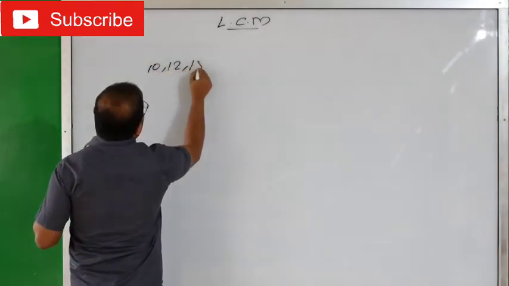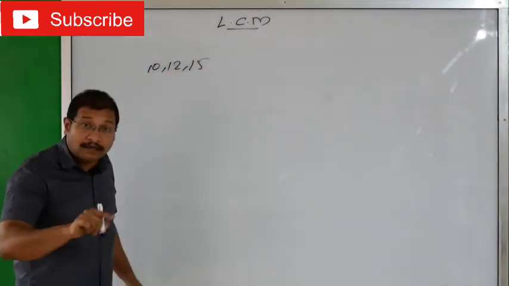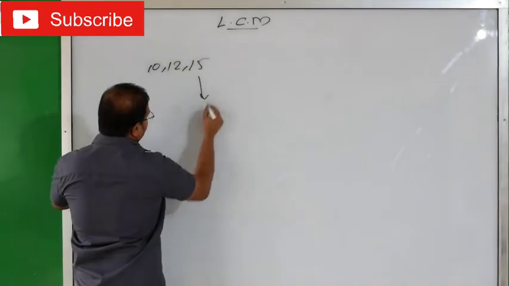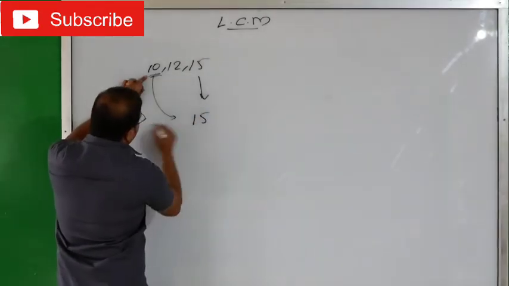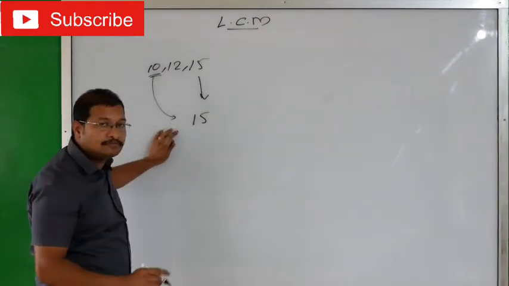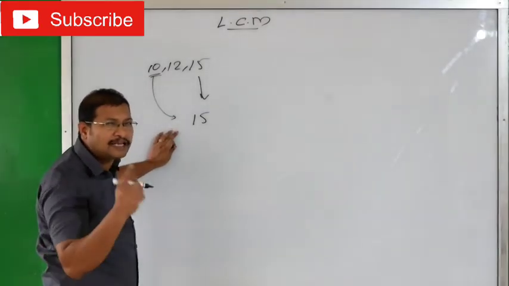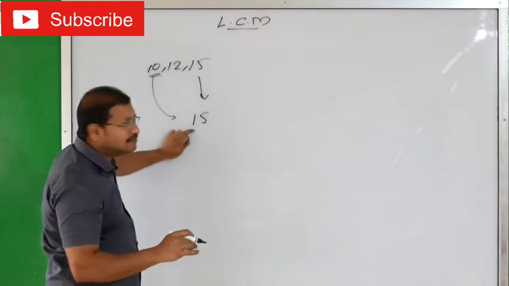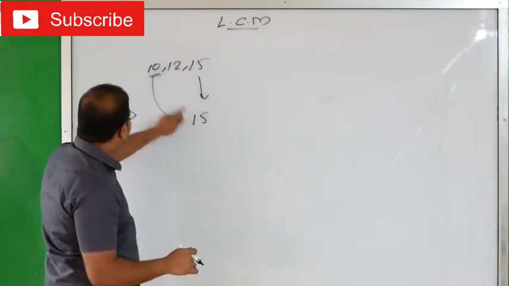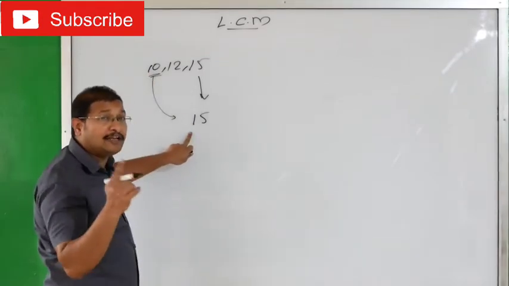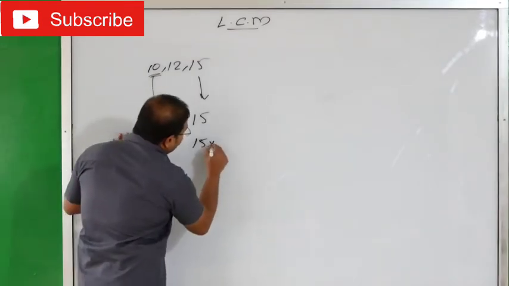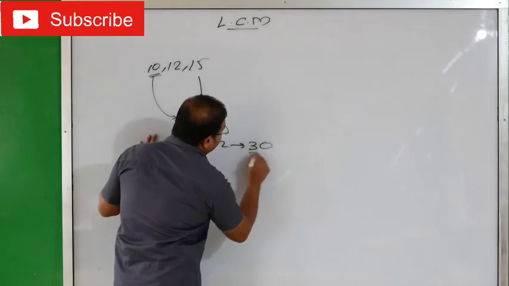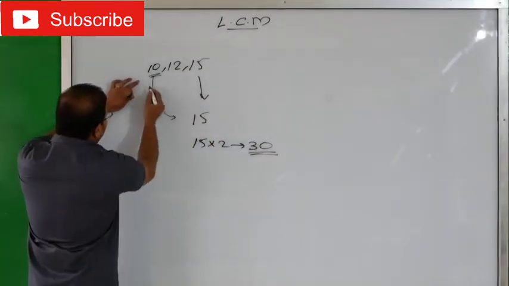10, 12, 15. See which is the bigger number? 15. So we will take 15. We will see by the small number. Can you divide? Remainder will be there, balance will be there, isn't it? So we won't do by 10. Because if you divide 15, 10 ones are 10, 10 twos are 20, but not 15. So we can't do. So what will you do? 15 into 2. What is that? 30.